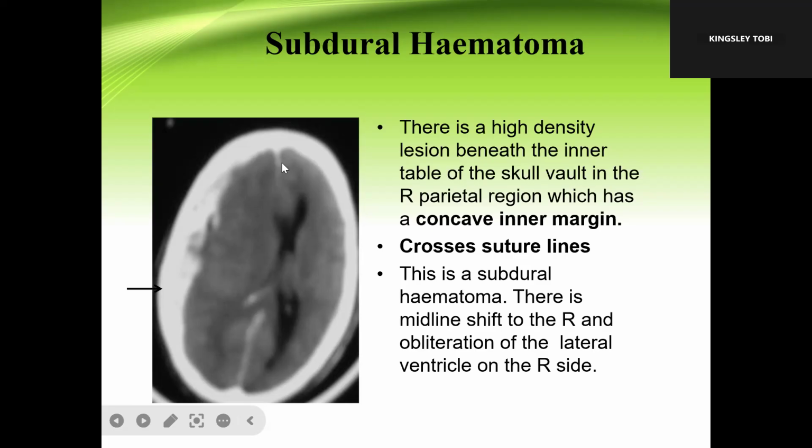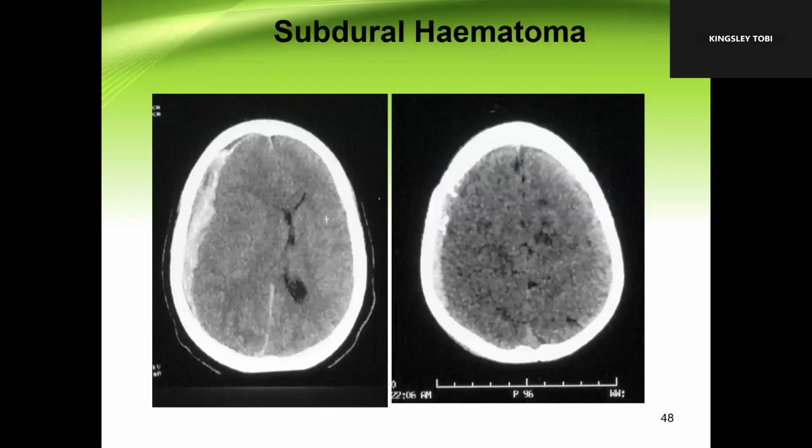There's a right midline shift. You can see the falx cerebri here. There's a midline shift and a compression of your lateral ventricles. So this is a subdural hematoma, and it's also a neurosurgical emergency. This gives you the picture of a subdural hematoma.